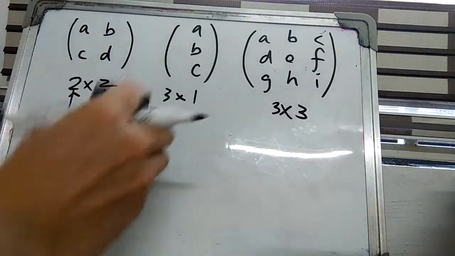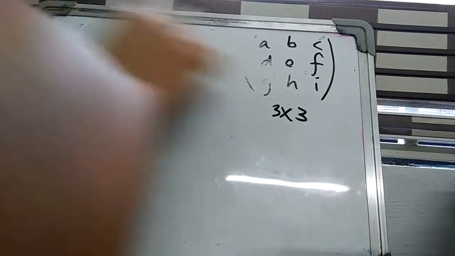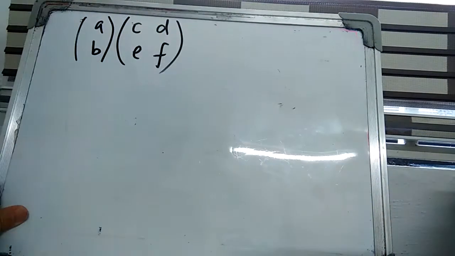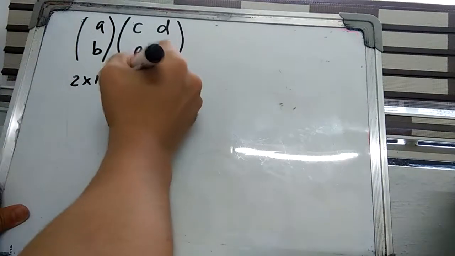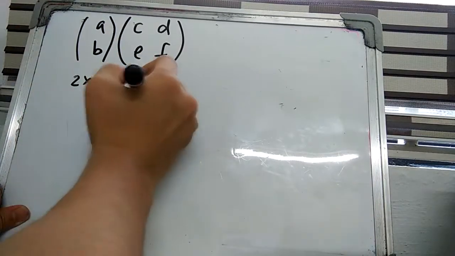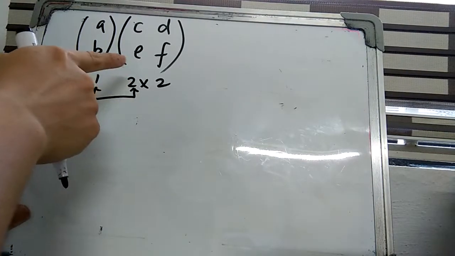Why is it important to know the characteristics of a matrix? It's because before you do any multiplication, you have to identify whether these two matrices are able to multiply with each other. Let's look at this. A, B, and C, D, E, F. This matrix actually is 2 times 1, and this matrix is actually 2 times 2. In order for these two matrices to be able to multiply together, these two numbers must be the same, and therefore we are not able to multiply these two matrices together.